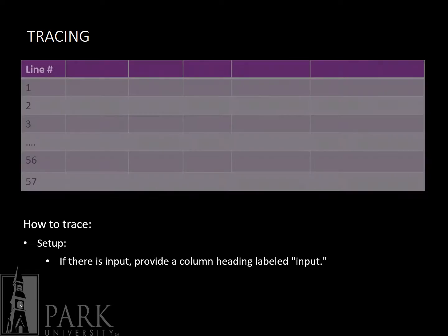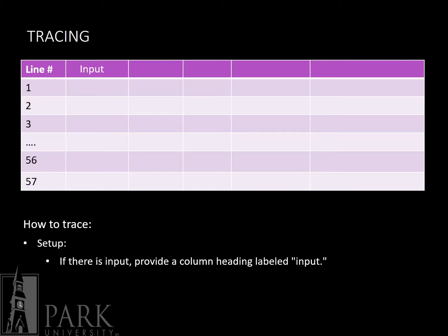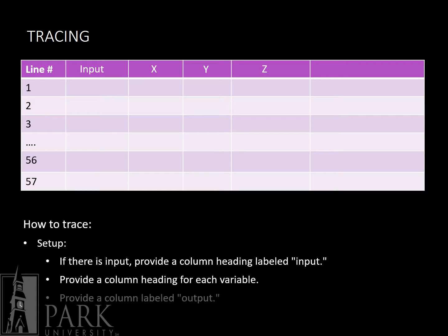Okay, so how do we trace a program? Say we have a program that has a bunch of lines in it, and it's going to ask you for your first name and your last name, and then it combines them together and prints something out. First, you build a chart that looks like this, where you have your line numbers and an input column. Then you have a column for each variable that you may have used during that section of the code. And then finally, you have a column labeled output if your program outputs something.